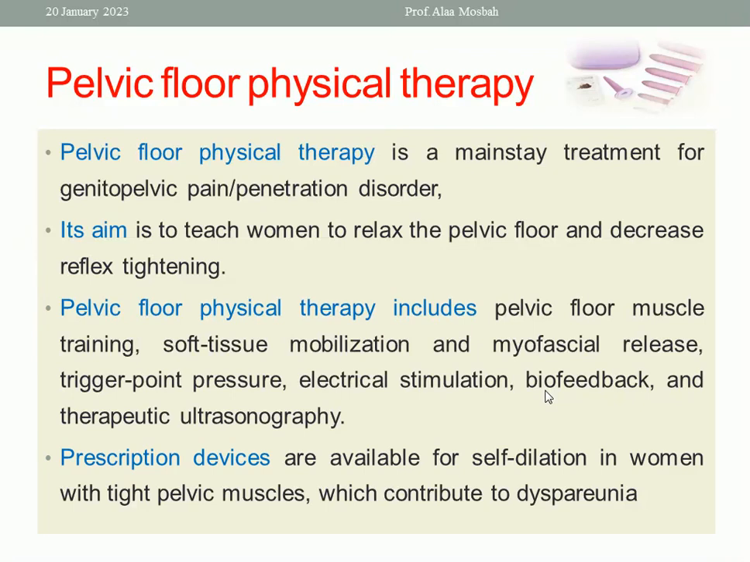And you should know that there are prescription devices available for self-dilatation in women with tight pelvic muscles, which contribute to dyspareunia, like this picture, smaller in size, increasing in size and weight. The woman can use a smaller one by herself, trying to introduce it inside the vagina slowly, then with time increase the diameter and so on.